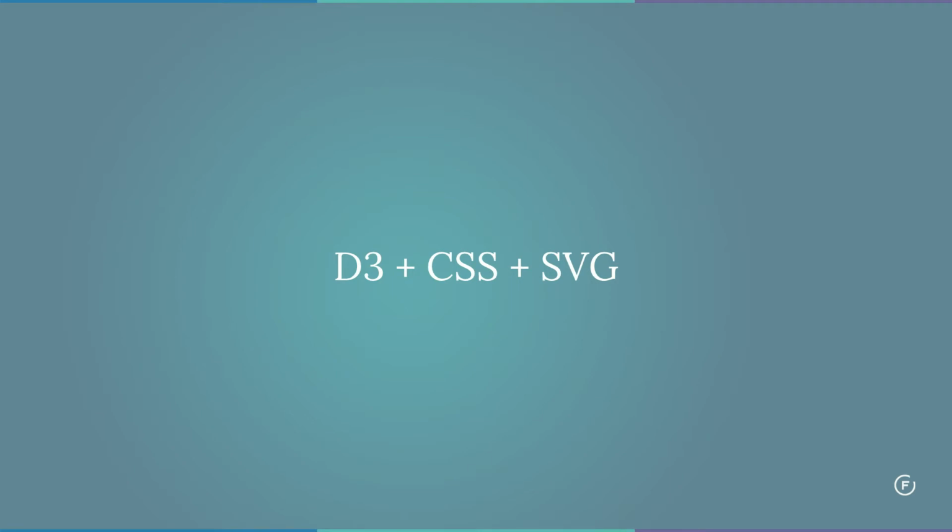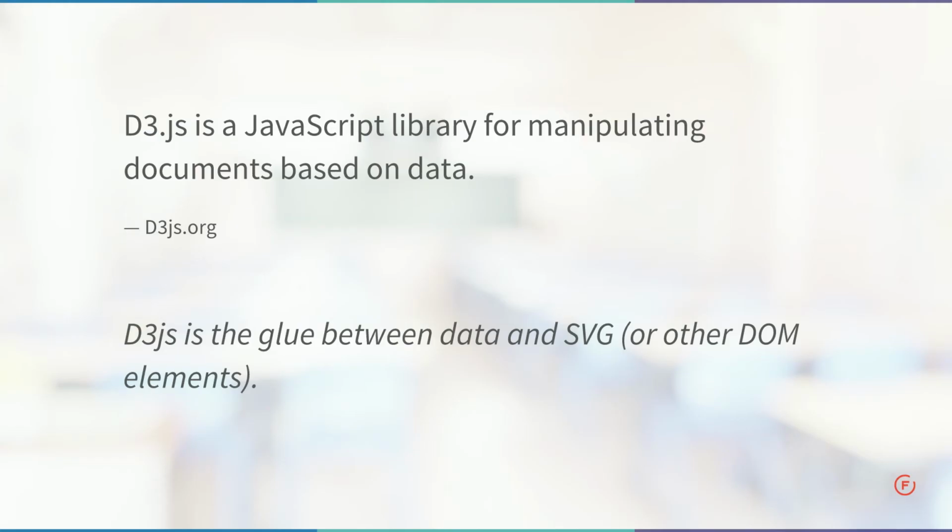All right, so now we're bringing in D3. We haven't looked at a single D3 thing yet. That's all been SVG. So the D3.org definition is that D3.js is a JavaScript library for manipulating documents based on data. The way I look at it is D3 is like the glue between your data and the SVG or whatever you're using to visualize that data.